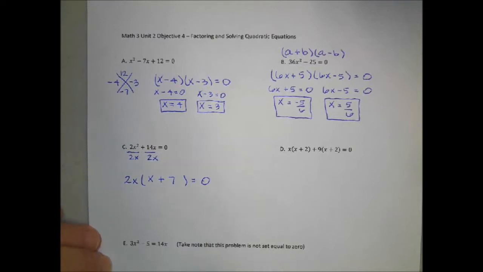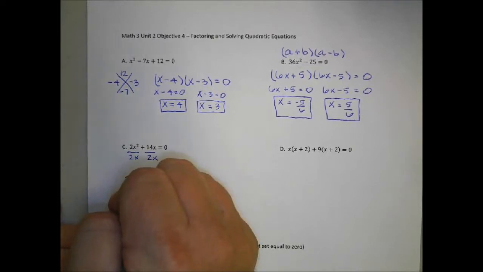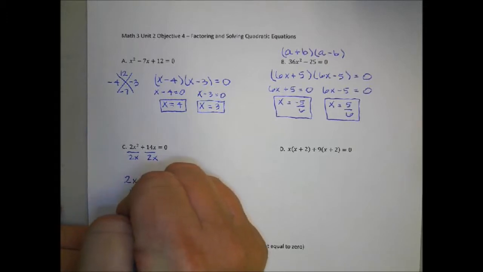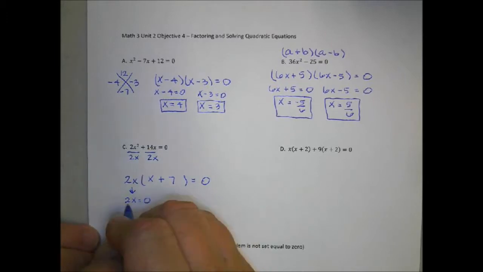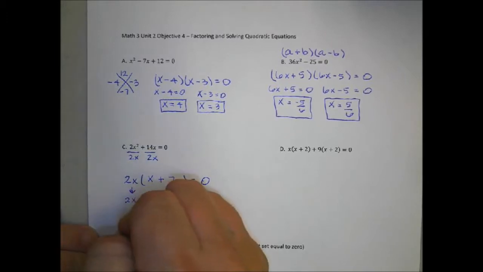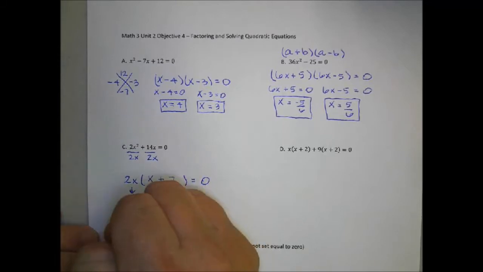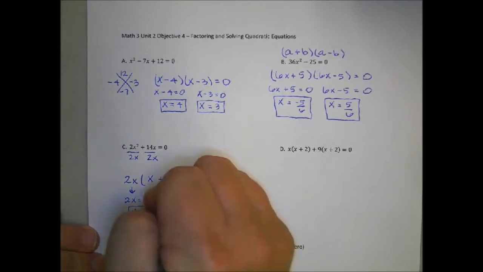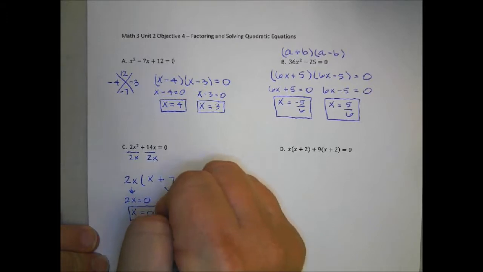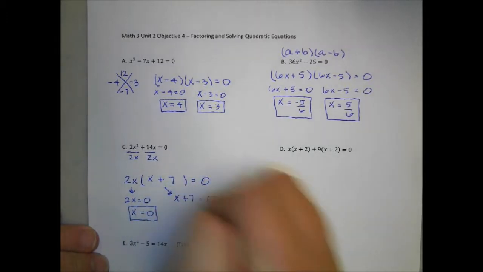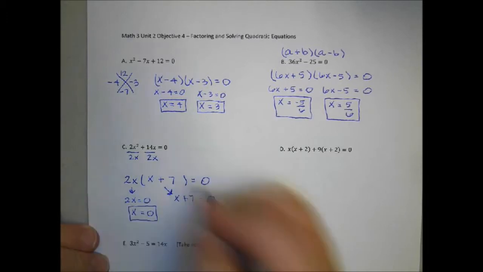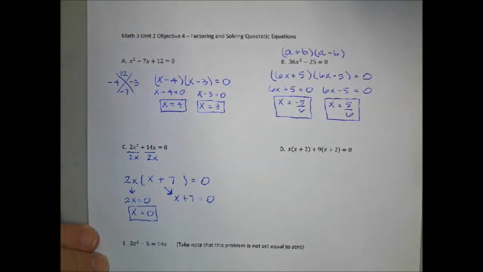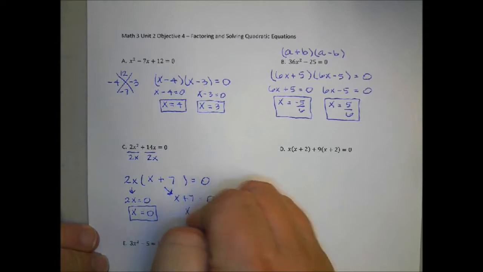Now we do what we did before. Each one of the factors is set equal to 0. In this case, the first factor is 2x, so 2x equals 0. Divide both sides by 2. X still equals 0. This one, x plus 7 equals 0. Subtract 7 from both sides, and you get x equals negative 7.